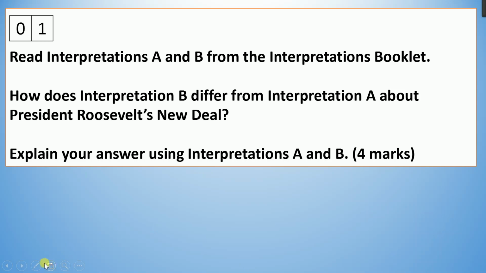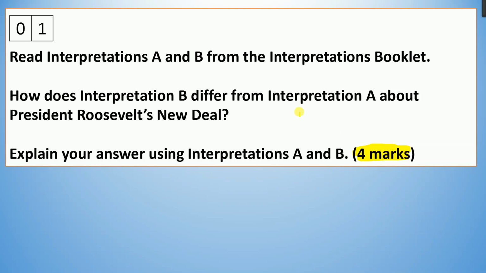Just a few things to talk about before we get started. This is a 4-mark question, so you're looking to spend roughly 5 minutes answering this. So it's a very short answer, probably 1 paragraph. As a rule of thumb, for every 4 marks, you're looking for 1 substantiated point.